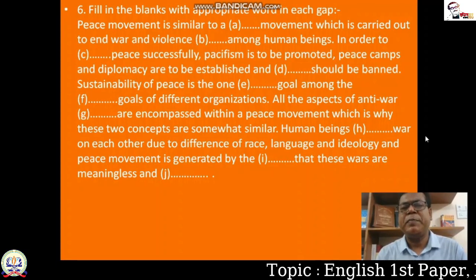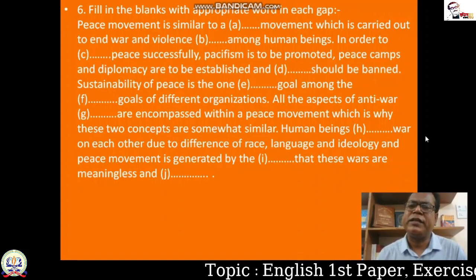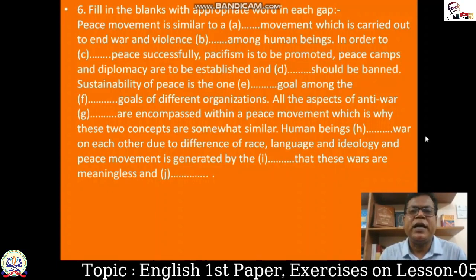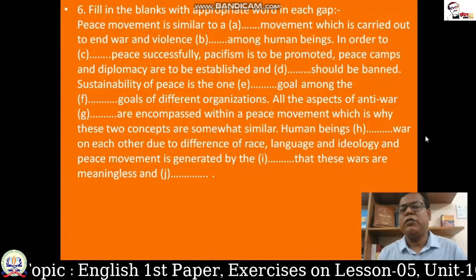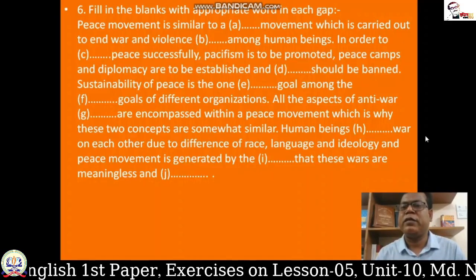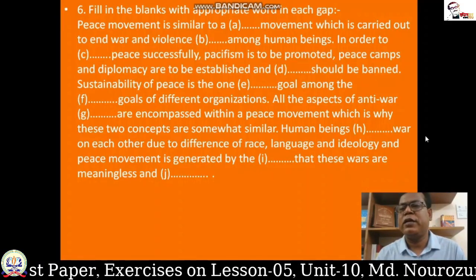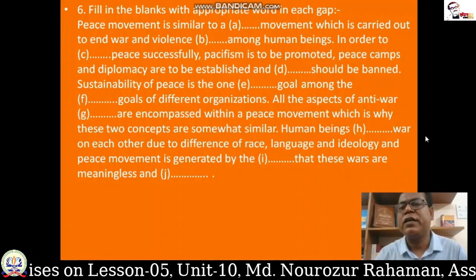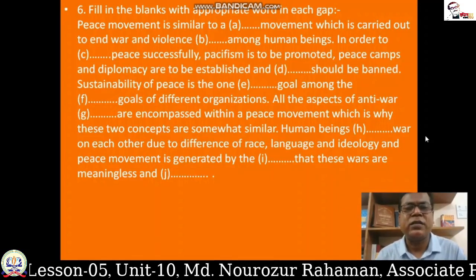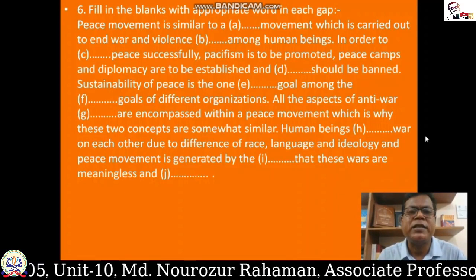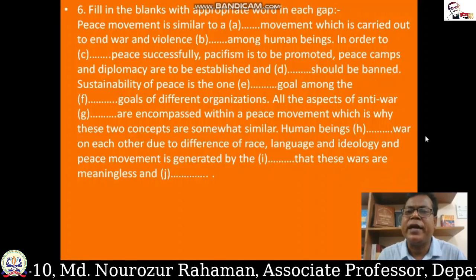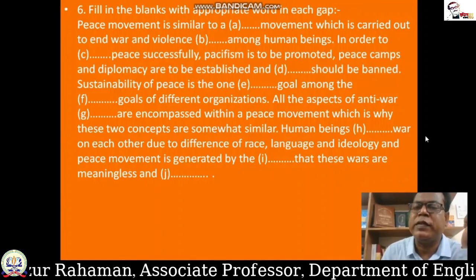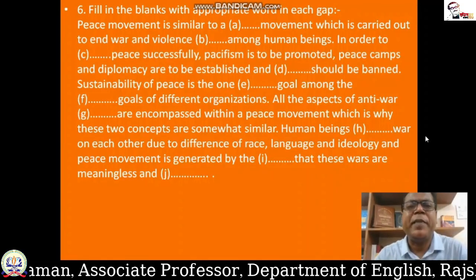Pacifism means peacemaking is to be promoted. Peace camps and diplomacy are to be established. Usually the peace movement organizers make peace camps to protest violence or wars. So peace camps and diplomacy are to be established, and dash should be banned. In the passage you have found that guns should be banned.